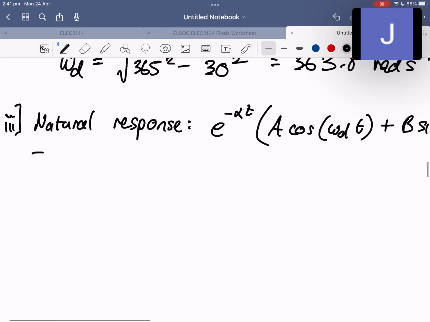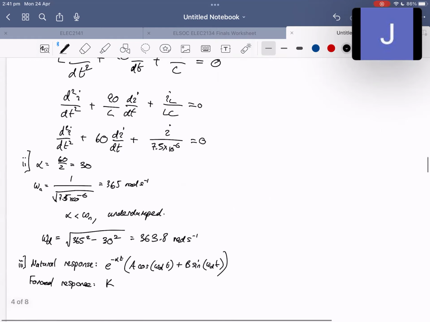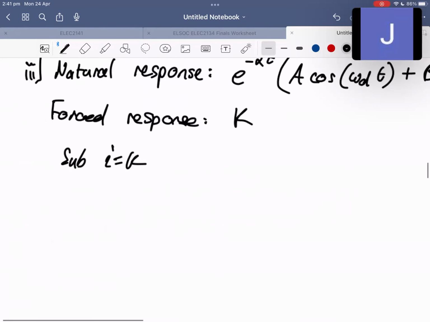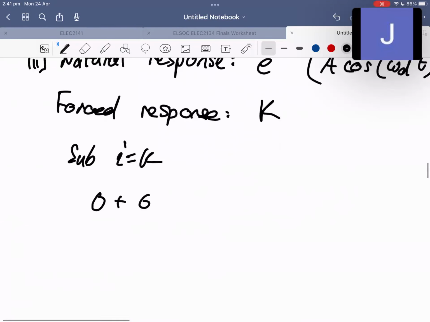Yep, and then we've got the forced response, which we're going to guess is K. So if we sub K into the original equation, so sub i equals K, where K is just a constant, then any derivative of a constant is 0. So you've got 0 plus 60 times 0 plus K equals 0. So K is 0. So we just have the natural response.